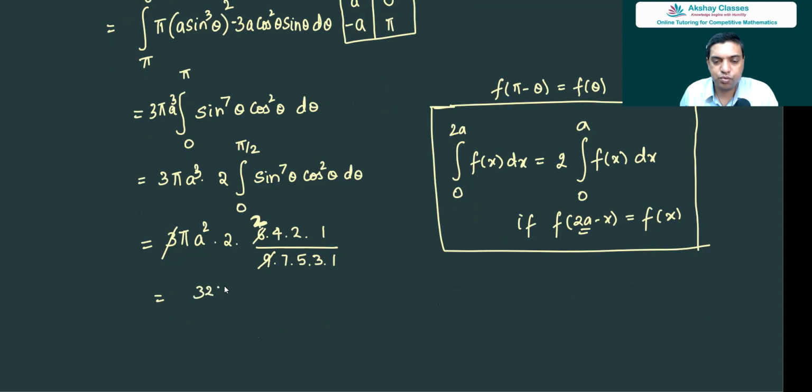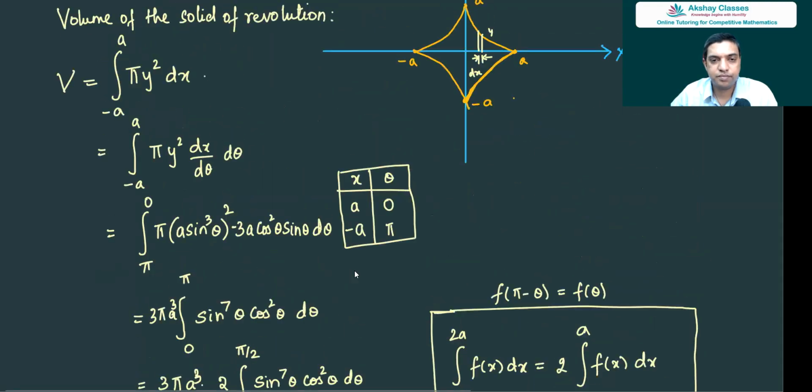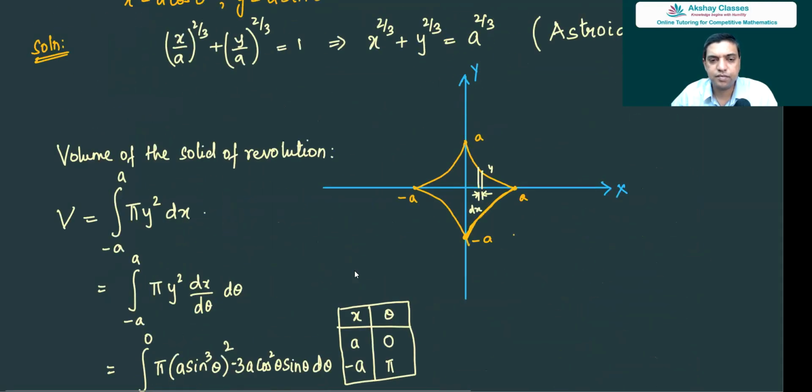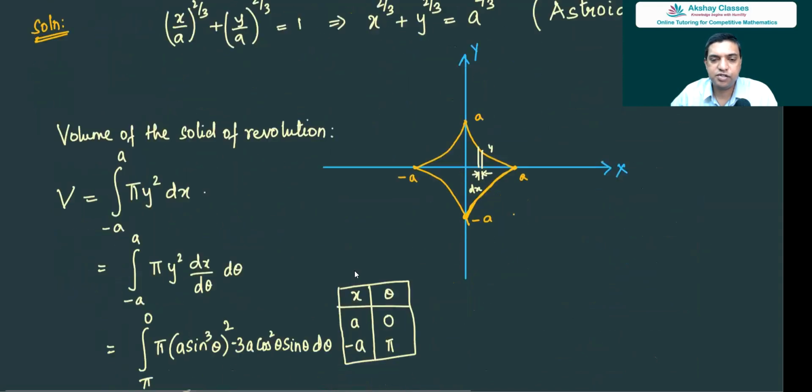So 32 pi a square upon 7 pi is 35 times 3, 105. So this was the volume of the solid of revolution. Okay, now let's do the surface area.